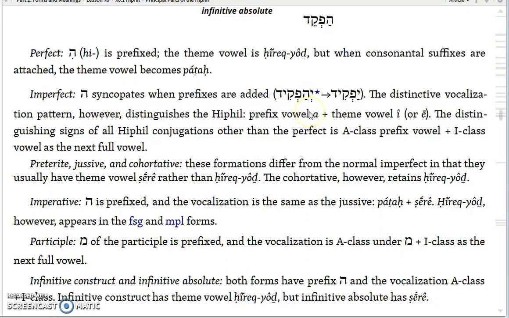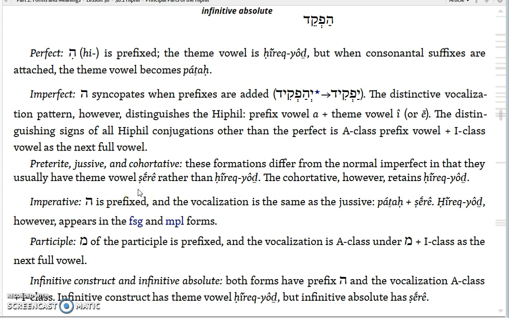But then it does something similar to what the inseparable prepositions do. The he, which is just a little puff of air anyway, gets replaced by the consonant, and instead of getting a vocal shewa, the preformative, yod or tav or aleph or whatever, will take the patah that was originally under the he. So the original yehafqid just becomes yafqid. But the distinctive thing that you see is an a vowel, a patah, under that preformative. And in many of the forms, you'll get a hireq yod, though that will not always be the case.